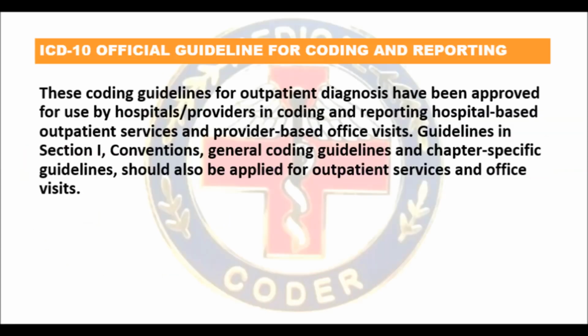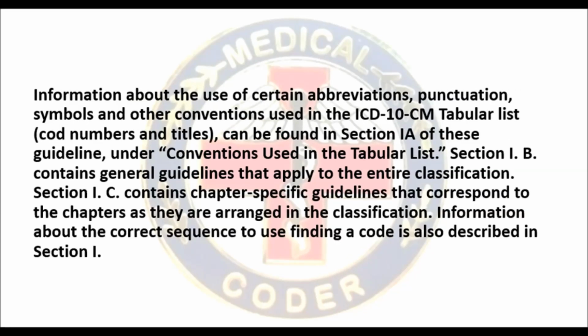These coding guidelines for outpatient diagnosis have been approved for use by hospitals and providers in coding and reporting hospital-based outpatient services and provider-based office visits. Guidelines in Section 1, Conventions, General Coding Guidelines and Chapter-Specific Guidelines, should also be applied for outpatient services and office visits. Information about the use of certain abbreviations, punctuation, symbols and other conventions used in the ICD-10-CM tabular list, code numbers and titles, can be found in Section 1A of these guidelines, under conventions used in the tabular list.